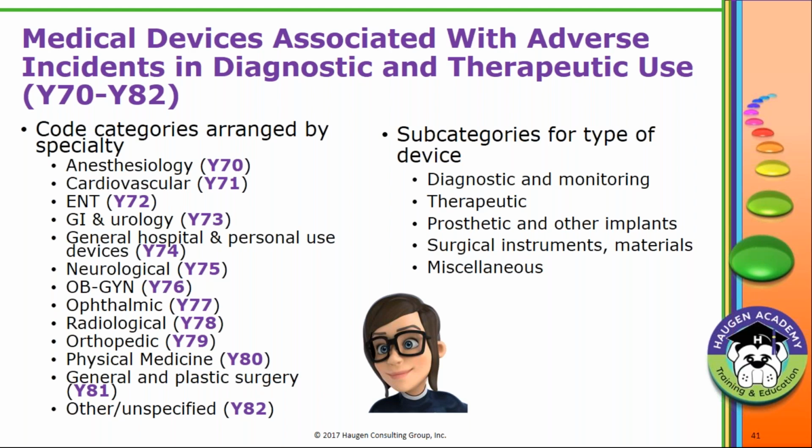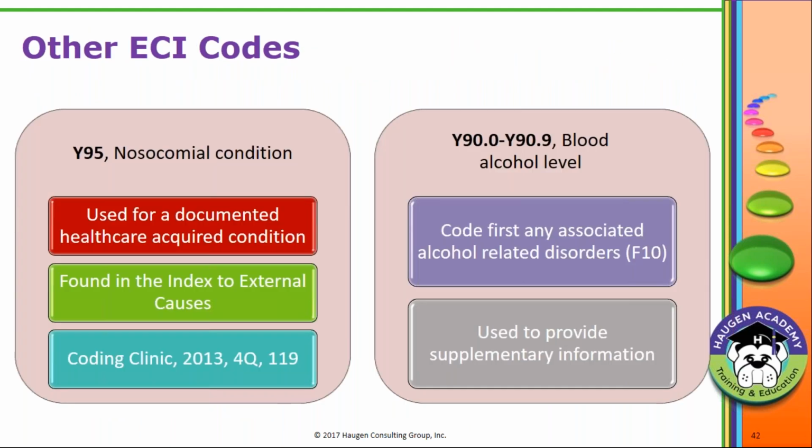And these don't seem to be as critical and as big of a red flag for the facility. They could potentially be a red flag for a manufacturer. Again, I would develop a facility policy on whether or not these codes are to be assigned in addition to your complication codes. A couple of other ECI codes that we tack on to the end.